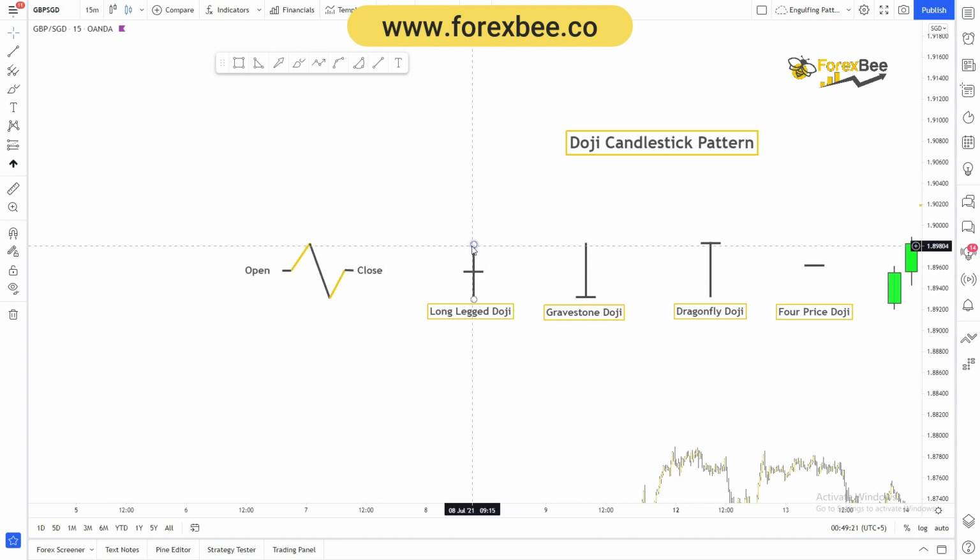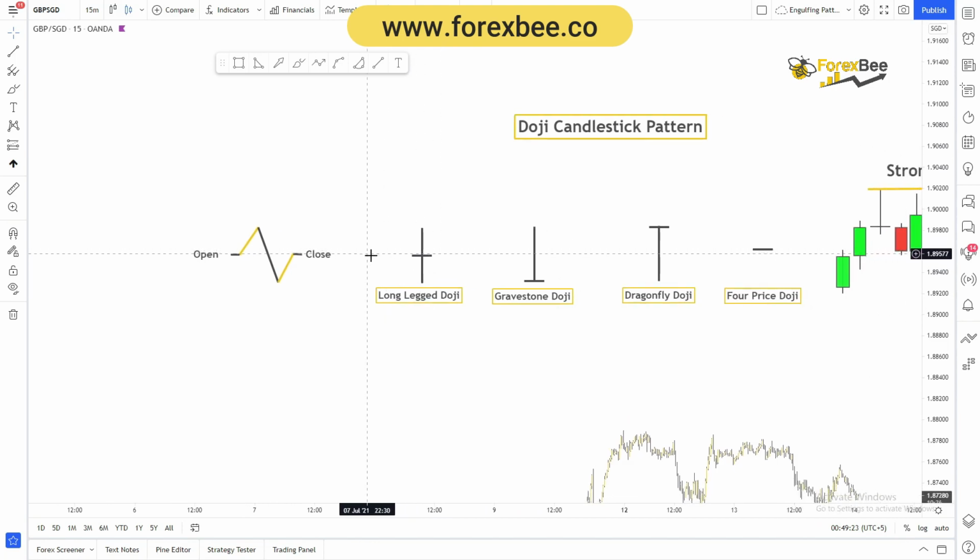There are basically four types of doji candle, and these types are, first, the long-legged doji. Here you can see that the wick of the doji candle is almost the same on both sides. In the upward and the downward side the wick is almost the same, which means that the price went up, it went down, and then it went up to that same level.